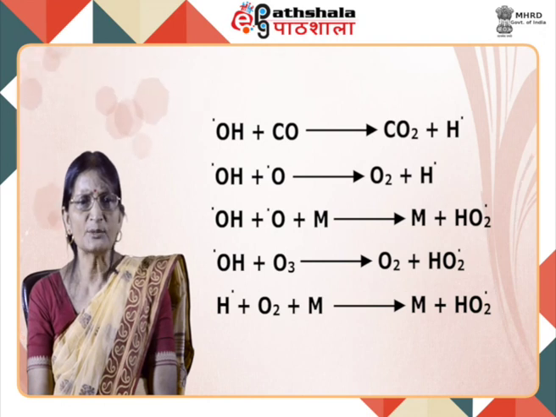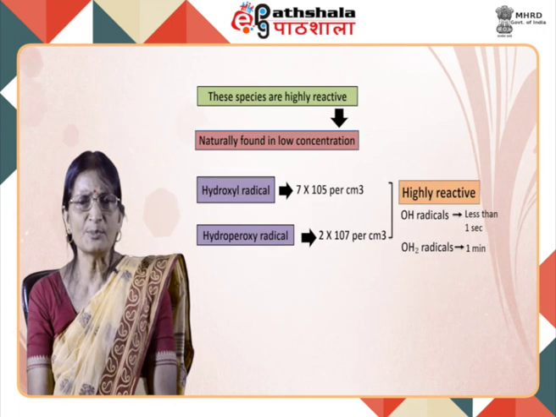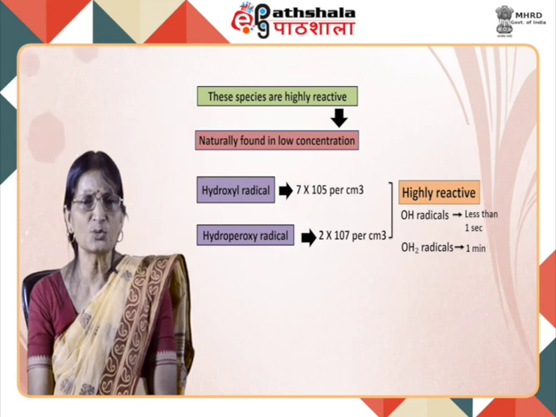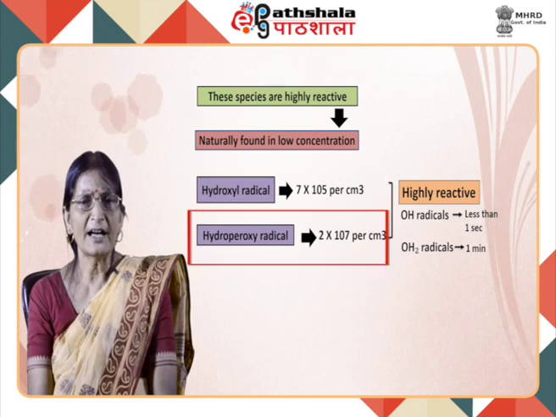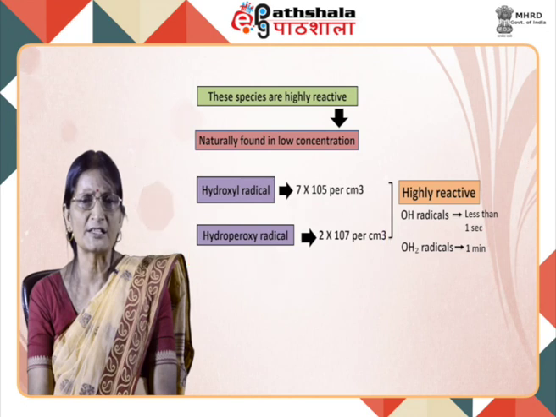These species are fundamental to the chemistry of the atmosphere in the gas phase. Since these species are highly reactive, their concentration is very low in the atmosphere. Their typical atmospheric concentrations are like this: hydroxyl radical 7 × 10^5 per cubic centimeter of air, and hydroperoxy radical 2 × 10^7 per cubic centimeter of air. So high reactivity ensures that they have short residence time.